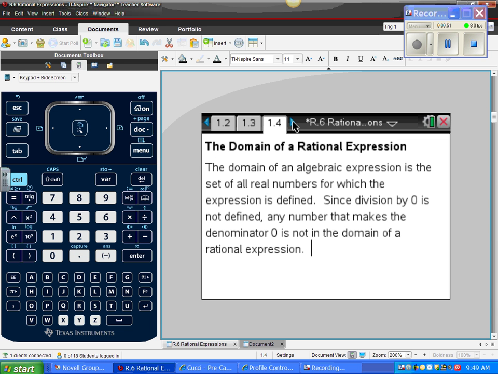The domain of a rational expression. The domain of an algebraic expression is the set of real numbers for which the expression is defined. Since division by 0 is not defined, you can't have it, right? We get an undefined. Any number that makes the denominator 0 is not going to be a part of the domain of the rational expression.